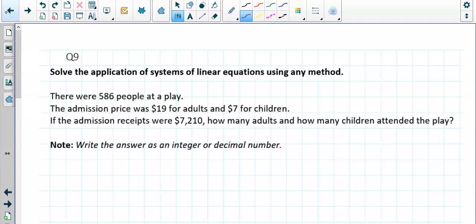All right. So, any method you want. It says there were 586 people at a play. The admission price for adults was $19 and $7 for children. If the admission receipts were $7,210, how many adults and children attended the play?